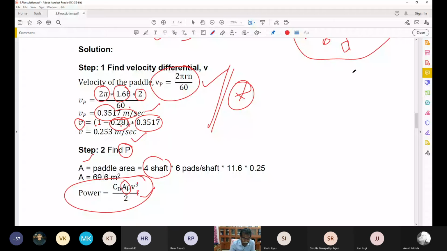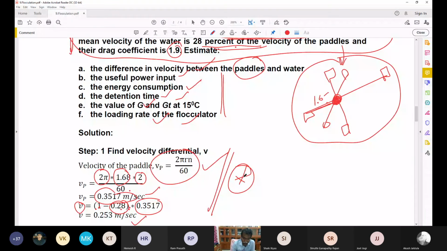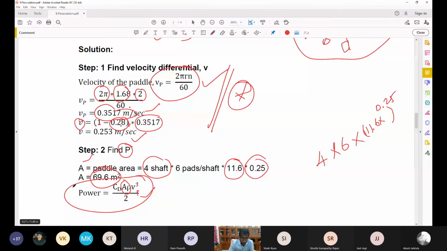4 into 6, and the board dimensions are also mentioned as 11.6 meter length and 0.25 meter width. Thereby you can calculate the area. 4 shafts, and each shaft consists of 6 boards or pads, with a pad length of 11.6 meter multiplied by 0.25 meter width. Thereby the total area becomes 69.6 meter squared. Is it okay? Yes, sir.